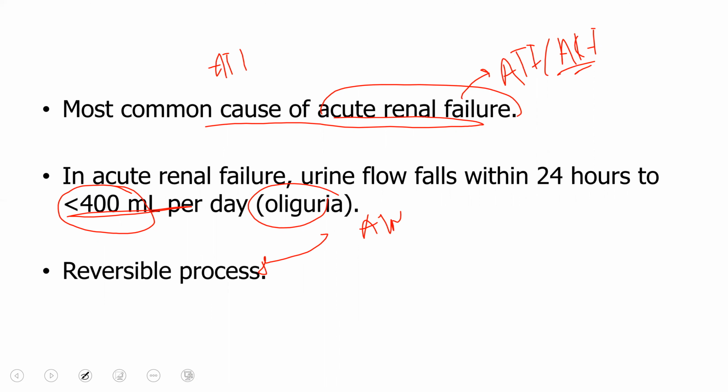So it is a reversible process, and it has several stages of recovery that we'll be seeing here. So what are the different causes of acute tubular injury? As I said, it can be due to two important causes: it can be due to ischemia, or it can be mediated via toxins.